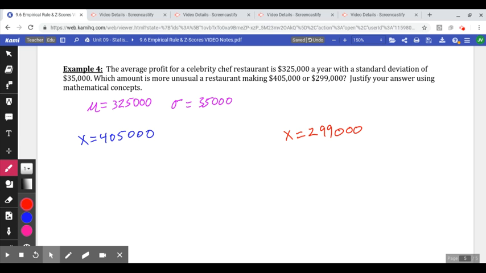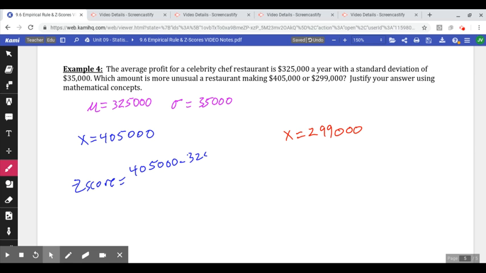To work with our first piece of data, 405,000, we're going to find that z-score. We're going to take our piece of data and subtract the mean, which is 325,000, and divide that by the standard deviation, which is 35,000. And you should find the z-score to be approximately 2.29. Take a moment if you need to pause the video, type that in your calculator, make sure that you can get that value.